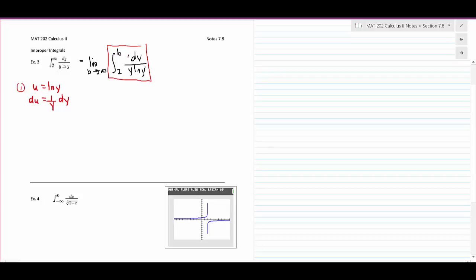It's going to be a real straightforward substitution. There's your u, and then this is your dy over y, that's going to be your du. So that's a real simple one.